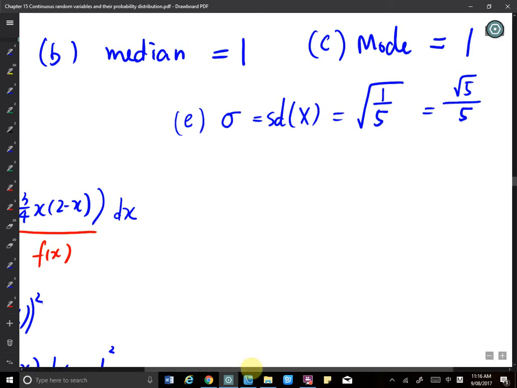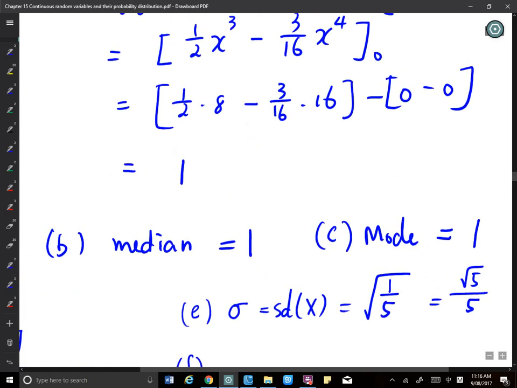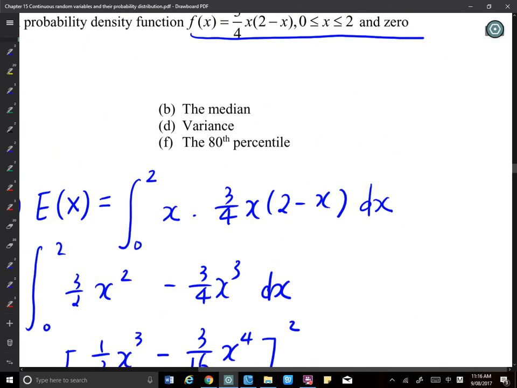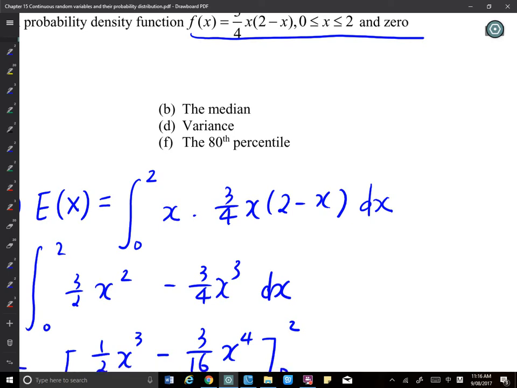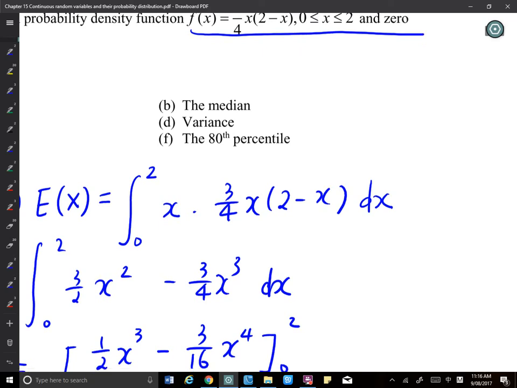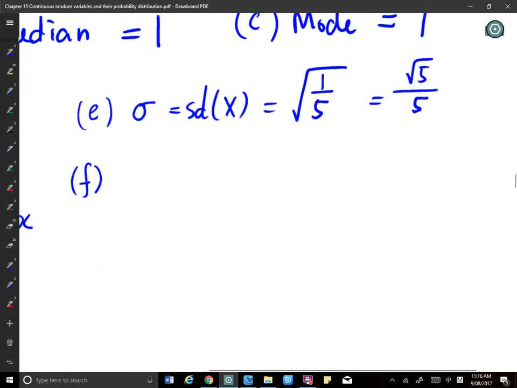Okay, last one, F. In F, what we're looking for is the 80th percentile. Remember, the 80th percentile is a number. You want to find the number such that on the left of that number, the area under the curve will be 0.8. So you're trying to solve for a number. You're not talking about the mean or the standard deviation, just purely the area under the curve. You're not going to times that with x, or with x squared.